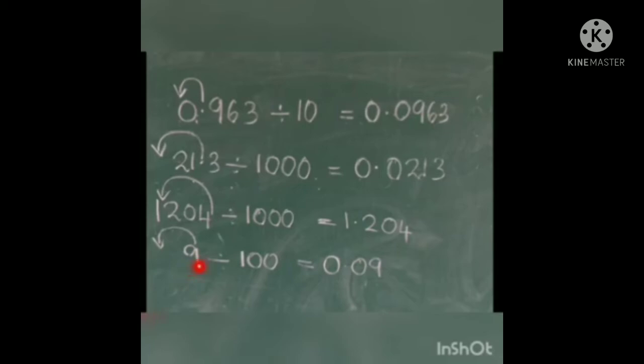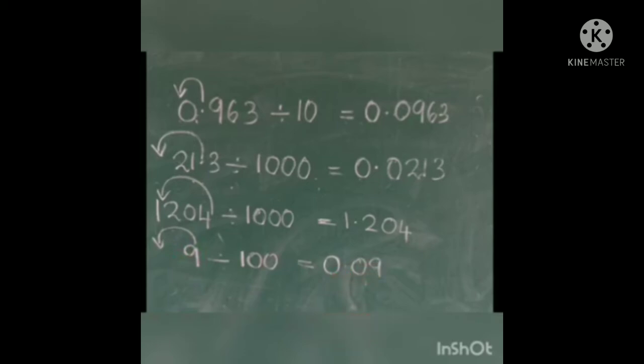Next, 9 divided by 100. Here also the decimal point is not given. So imagine that the decimal point is over here. In 100, how many zeros are there? 2 zeros. But here we have only 1 position. So in order to make 2 positions, add a 0 here. So what is the answer?